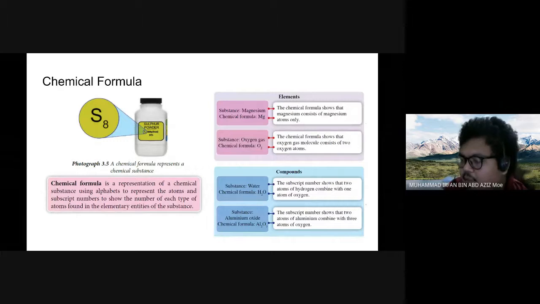Kalau one tu kita tak letak lah satu subscript kat bawah tu. Kita biar kita tulis simbol dia saja. For example macam aluminium oxide is Al2O3. So two aluminium atoms combine with three oxygen atoms. And then kalau kita tengok dekat sini, sebenarnya kalau this semua ni adalah 1 mole. Kalau Al2O3 ni this is 1 mole ataupun satu mole saja, sebab dia tak ada nombor. Nanti kita akan pergi ni dalam 3.4 which is chemical equation.